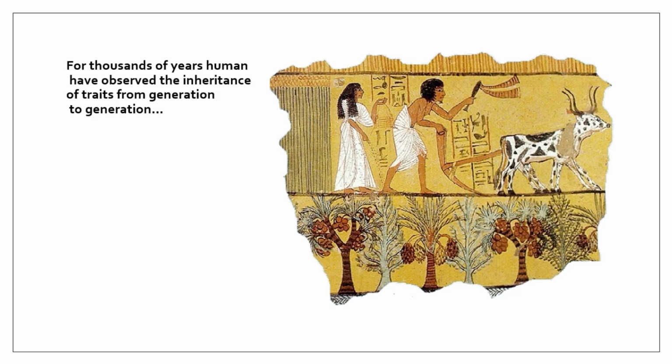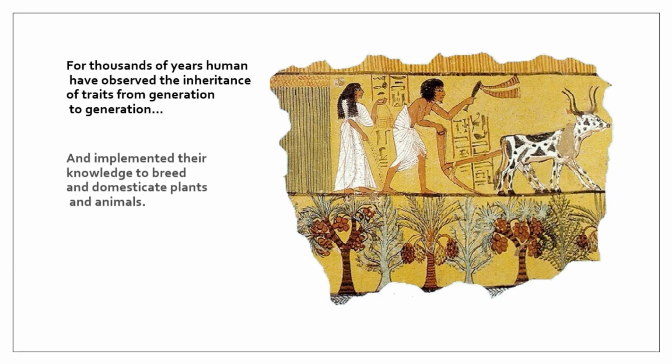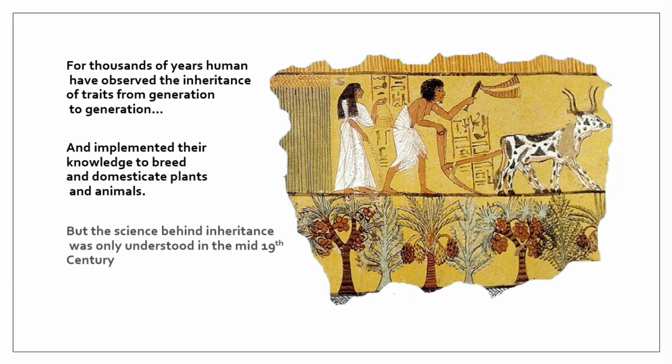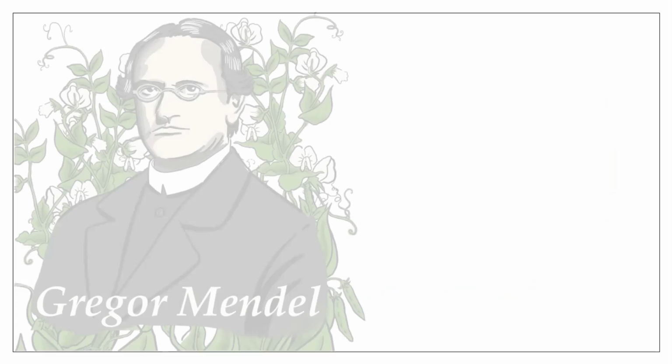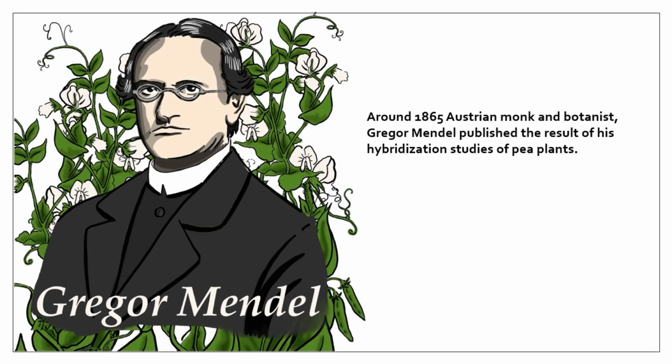For thousands of years, humans have observed the inheritance of traits from generation to generation and implemented their knowledge to breed and domesticate plants and different animals. But the science behind inheritance was only understood in the mid-19th century, when Gregor Mendel, an Austrian monk and botanist, published the results of his hybridization studies of pea plants.